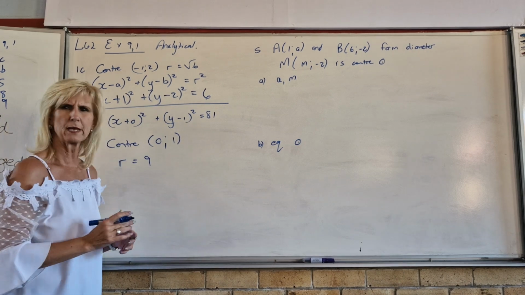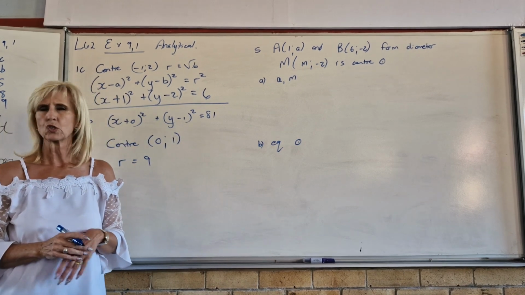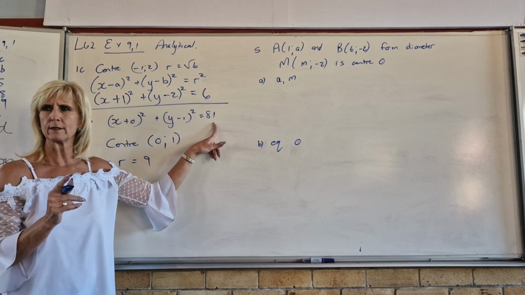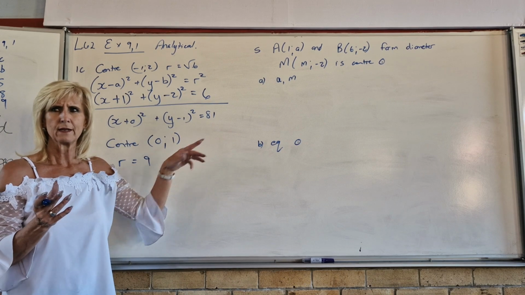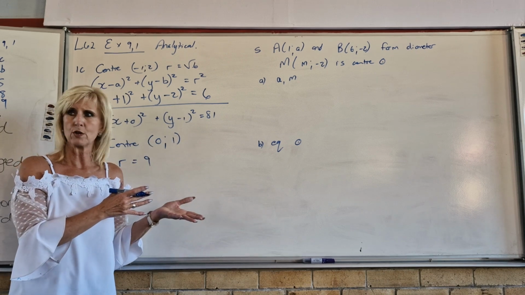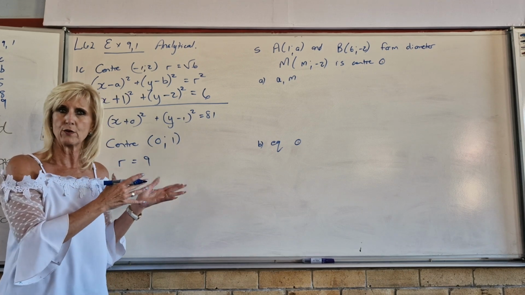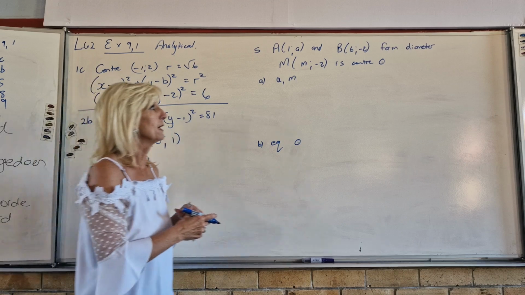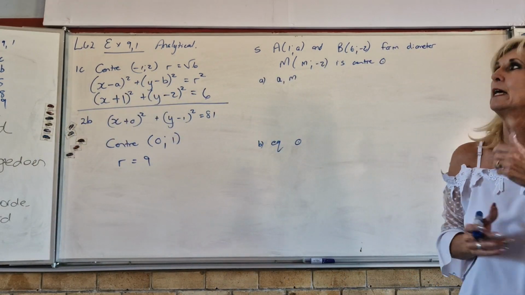And the radius is 9, not plus minus. Shouldn't we be saying square root of 81, plus minus? No, the math is right, plus and minus, but we're busy with the radius of a circle, which cannot be negative, so that's why only 9. Alright, let's have a look at number 5.